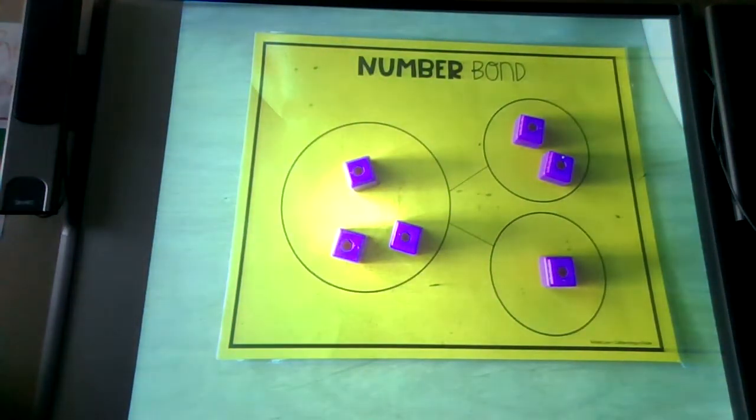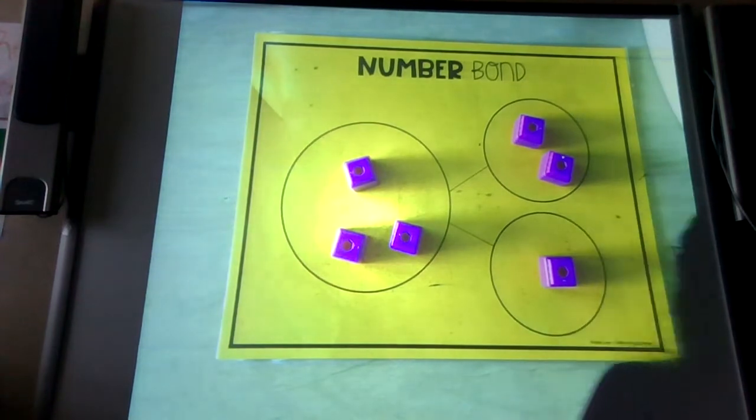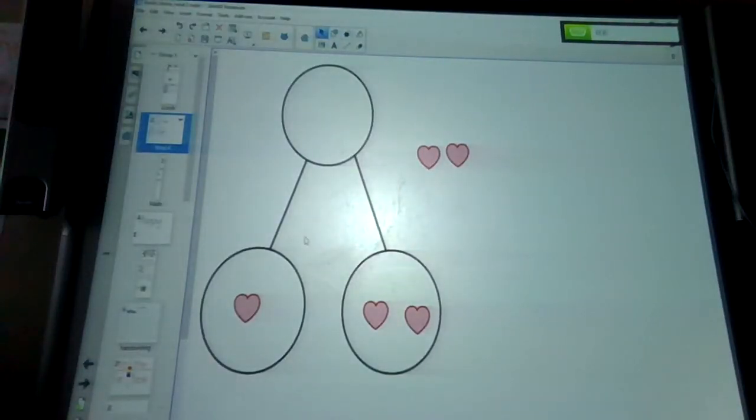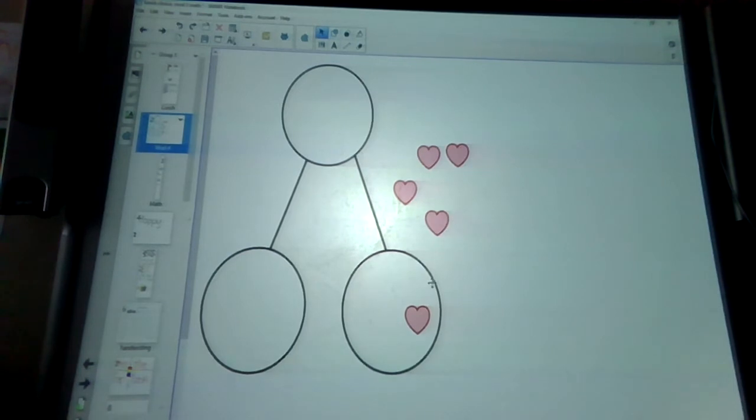I like that with number bonds, I can show and use different things to show my learning. So I've used my cubes and I've used pictures. I know one more way. So I'm going to switch back to our computer. Let's do another problem. All right, how many people are at the party this time? Let's have 5 kids at the party.